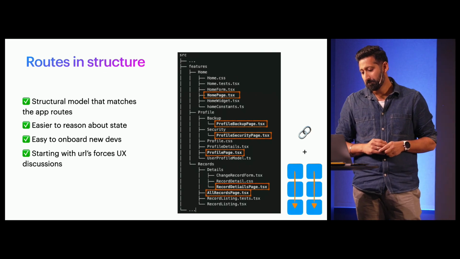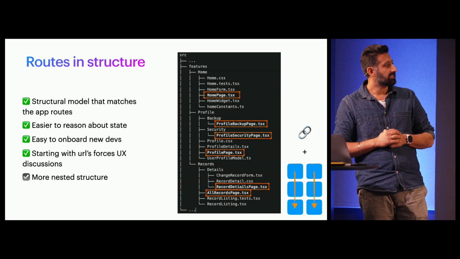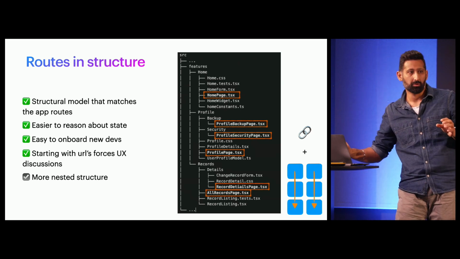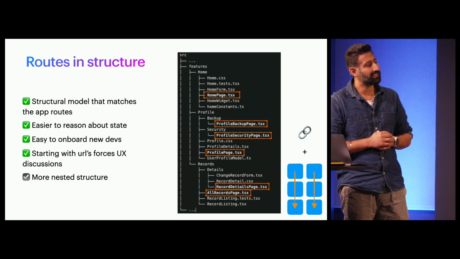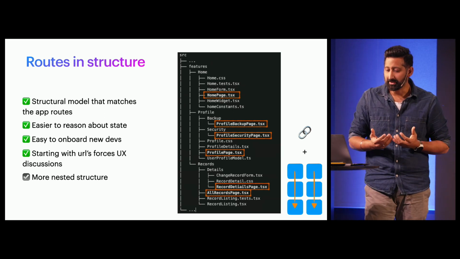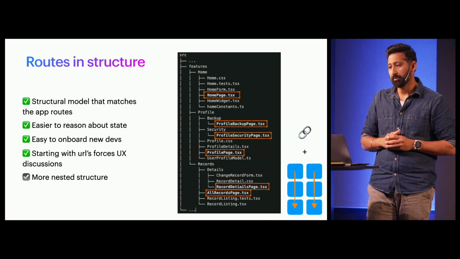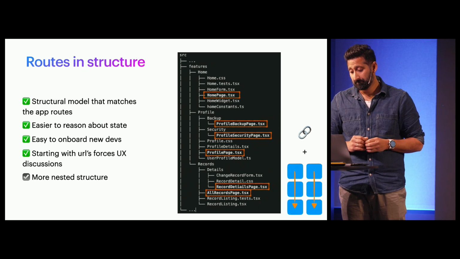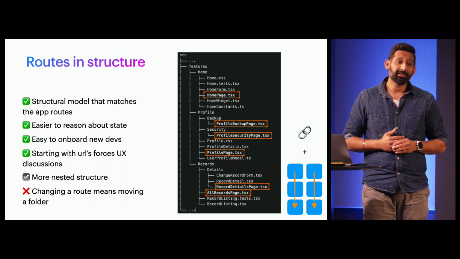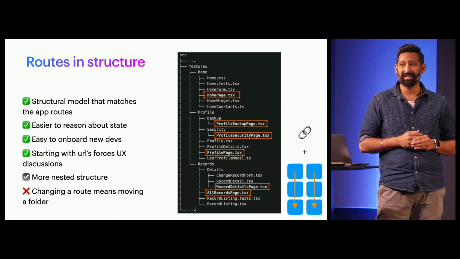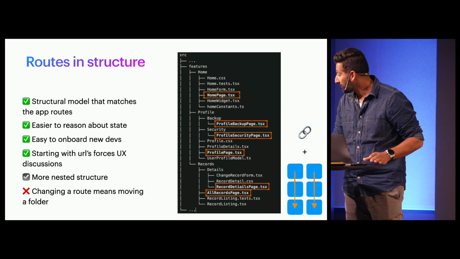I guess one of the major drawbacks is that it's a more nested structure. You have to navigate a bit more to get to where you want to be. But I don't really see that as a drawback. I see that as a strength because it talks to the power of using those nested routes and having that one-to-one match with the URLs. I guess probably the biggest negative side of this is if you ever do decide to change a URL, you need to move folders. So you have to rename folders, move things around. Yeah, but that's there.